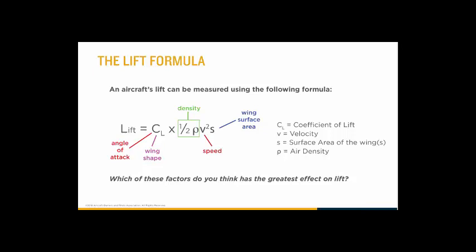In particular, we need to emphasize that the coefficient of lift is a factor that remains constant unless the angle of attack is changed. The coefficient of lift is determined through rigorous aerodynamic testing and is unique to each different shape of wing. So just look at this formula, and which ones do you guys think have the greatest effects on lift?